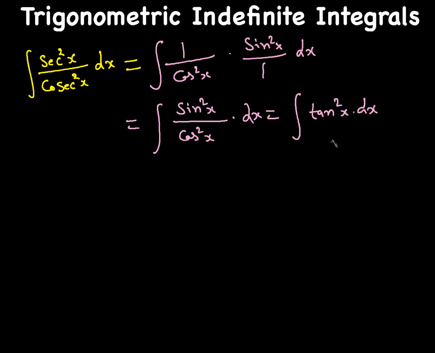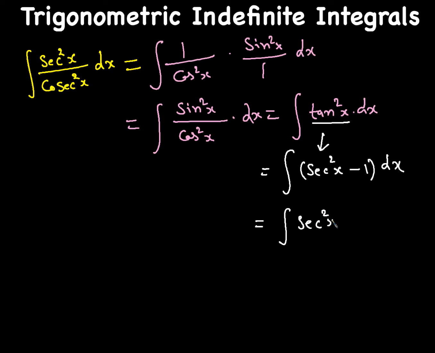We don't have a direct integration of tangent square x from the formula, but we know the integration of secant square x. Do you know any relation? I think you all know. You can change this tangent square x into secant. Tangent square x is equal to secant square x minus 1. That's an identity. Now we made it look a little easier, so we're going to separate it: secant square x dx minus 1 dx.